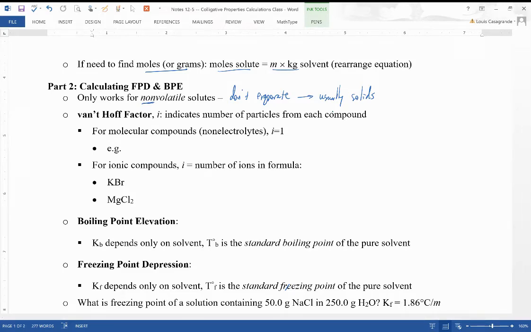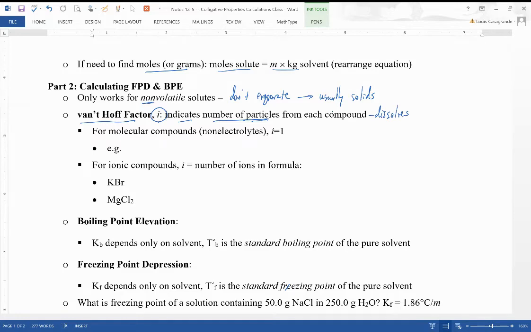The other thing we need to do is introduce a new concept called the Van't Hoff factor. Yes, that's how you spell it. And the Van't Hoff factor is given by lowercase i. I know in math, lowercase i is the square root of -1. This is not the square root of -1. This indicates the number of particles that are formed when a compound dissolves. The reason for this is because, as we said at the beginning, colligative properties depend on the number of particles in solution. Well, the number of particles can depend on whether or not you break up into ions.